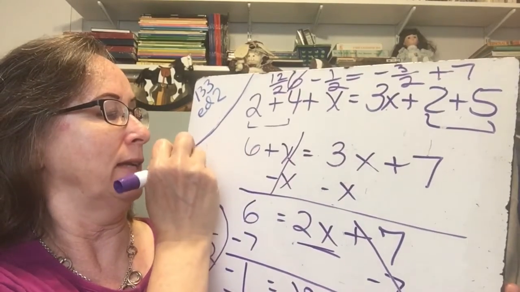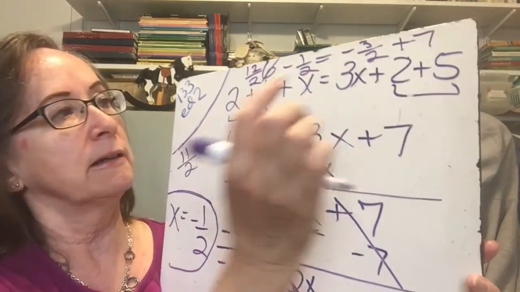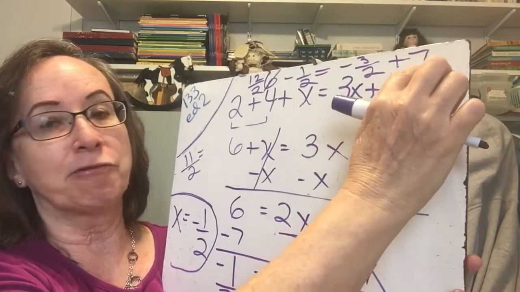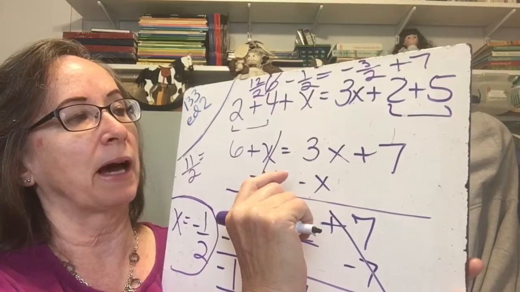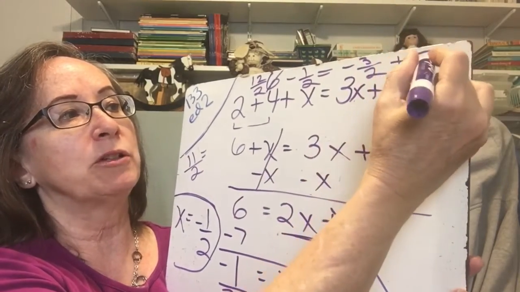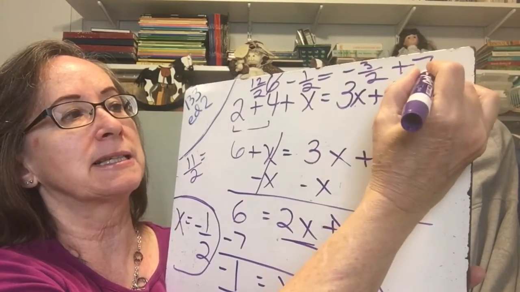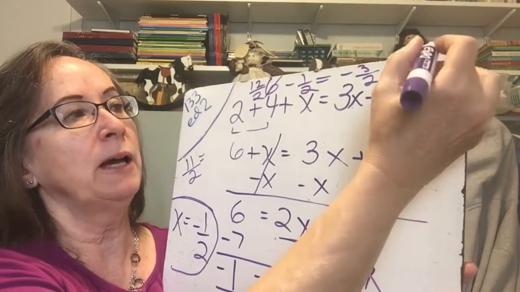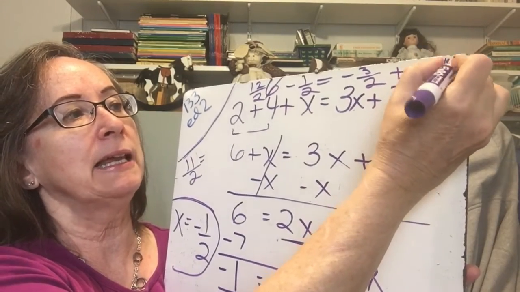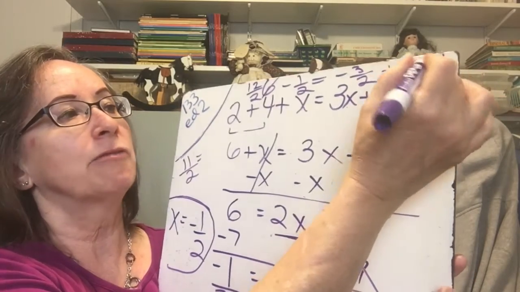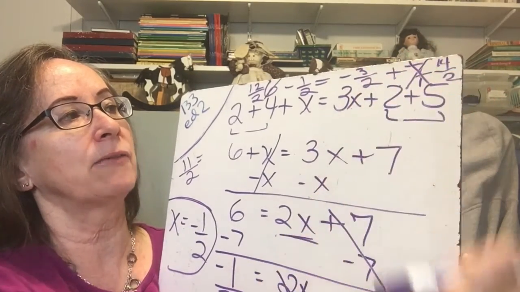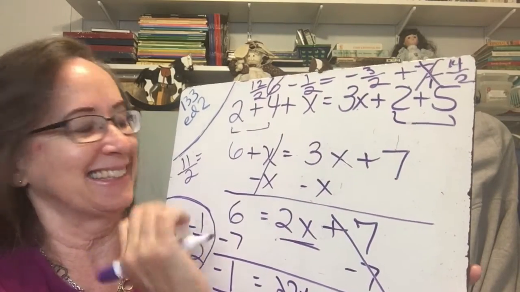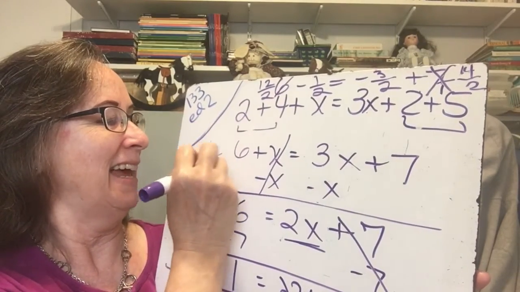So I have 11 halves on the left, and then I'm going to turn this into a fraction that has a 2 on the bottom. So I'm going to multiply the top. Remember, this is a 7 over 1. So I multiply the top and the bottom by 2, and I get 14 halves. Now 14 halves replaces the 7. So I have 14 halves take away 3 halves is 11 halves.